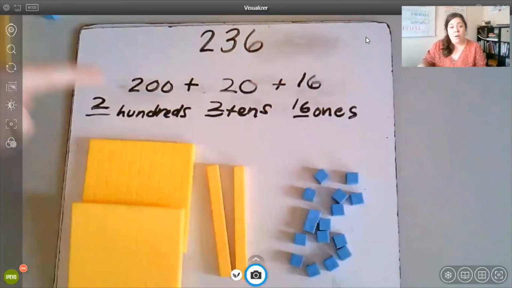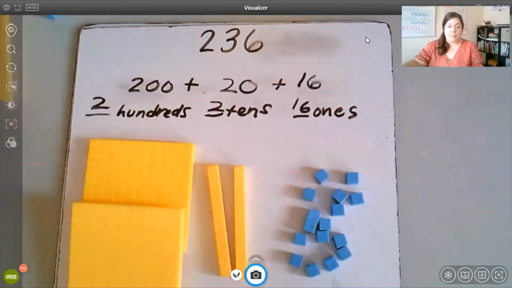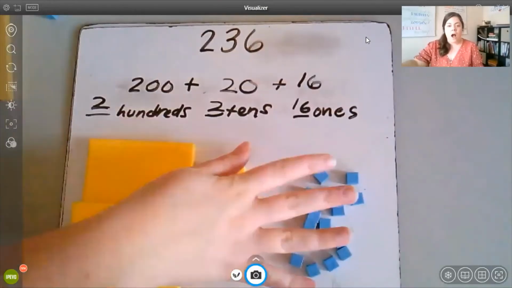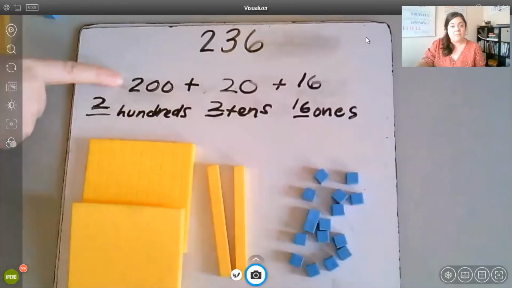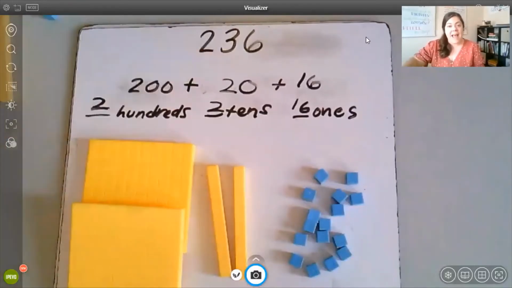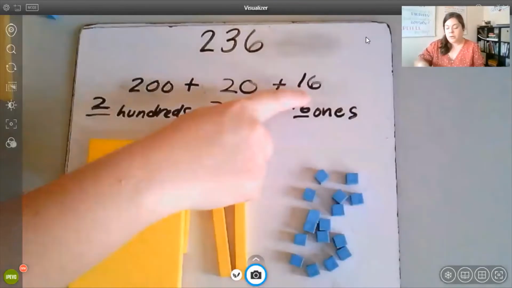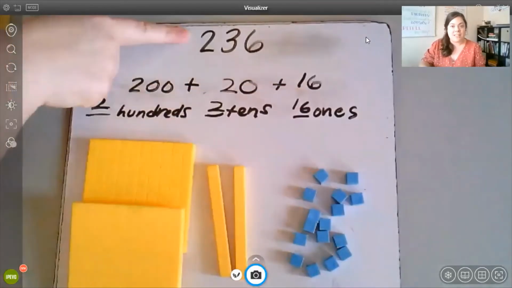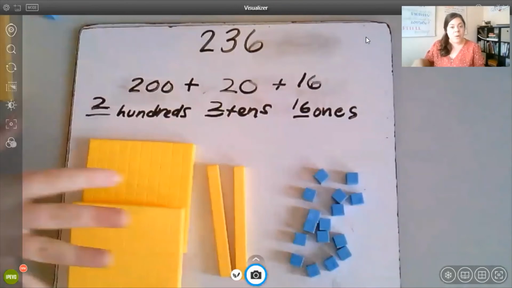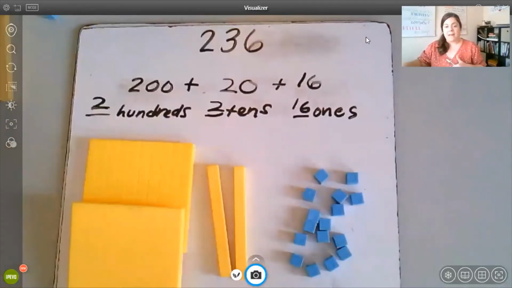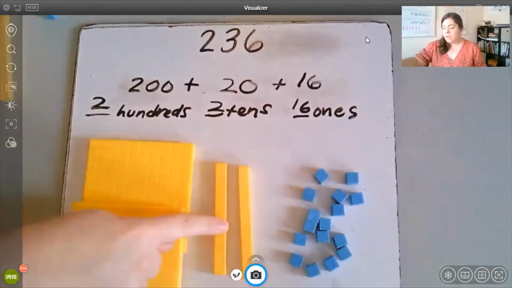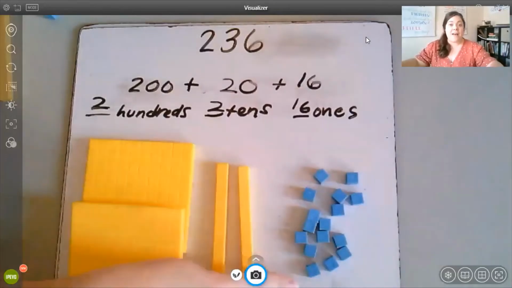So yes, now my numbers look different, and so does my representation. But when I add all of these parts together, I'm still going to get 236. Because I know that 200 plus 20 is 220. And if I add 16 more to 220, I'm going to get 236. So that was one really simple way I could adjust my representation to still match that original number. So instead of 3 tens, I now have 2. Instead of 6 ones, I now have 16.